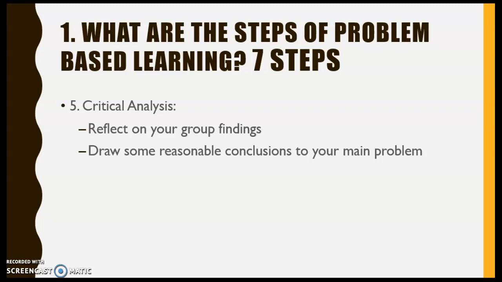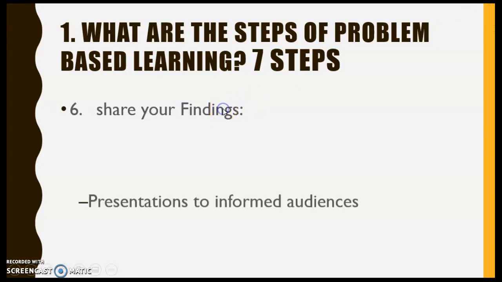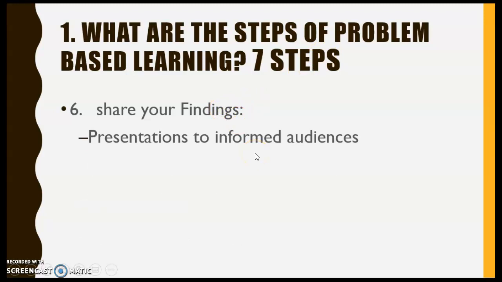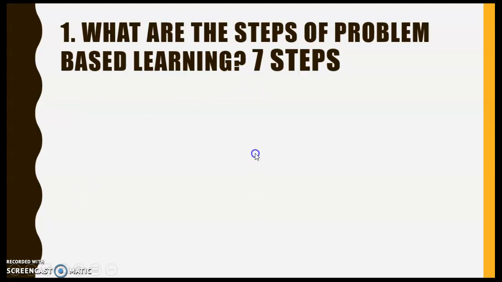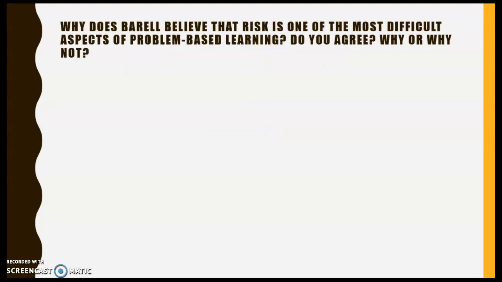Why are the butterflies going away? They should have some answer by this point. And then you share your findings. In doing this, you have presentations to informed audiences, to your peers, and the last step, you get assessed. There are various kinds of assessment, informal and formal. It has to be authentic, and it's by students and teachers. Moving on, so those were the steps.